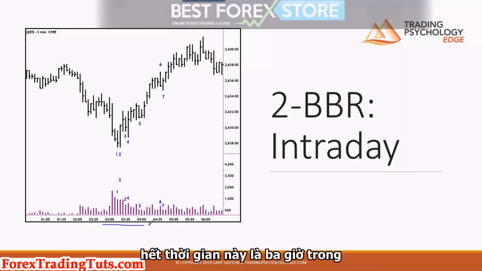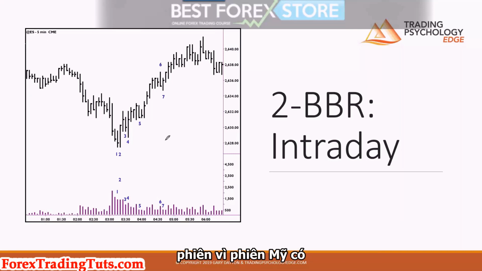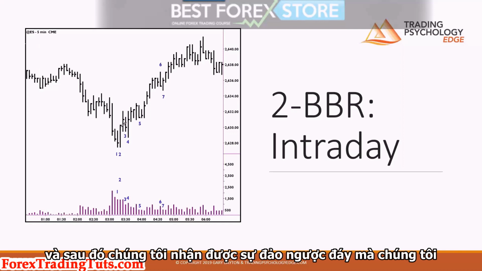This is 3 o'clock in the morning my time. This is in the middle of the overnight for me in the S&Ps on a 5-minute chart. So it's a little scratchy in here. It's not as clean as you see during the American session, because the American session has all the volume. But we're coming down, and then we get the bottom reversal.